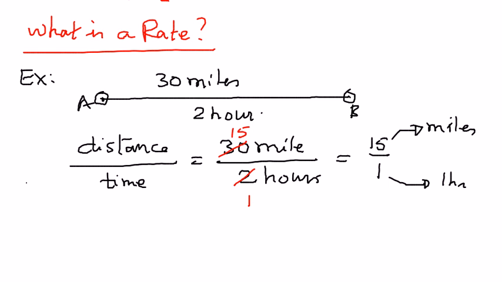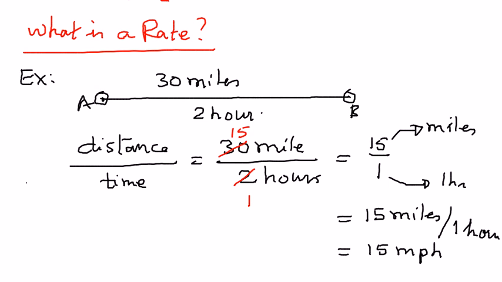And we can also come back and state this one as 15 miles per 1 hour, and we are also very familiar with this term, 15 mph, miles per hour, 15 miles per hour. So this is how we can define rate, and this is how we can define ratio. So in our next presentation, we shall look at more examples related to ratio and rate.